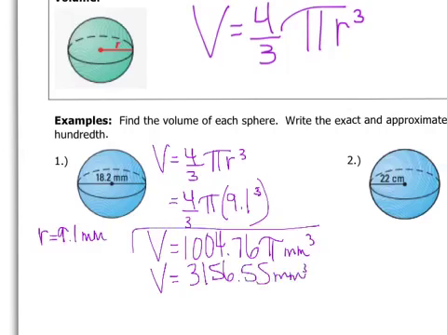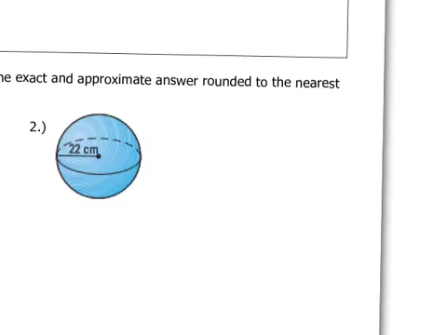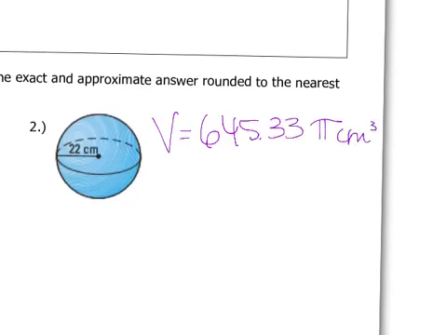All right, Colton, what did you get for your exact answer? I got 645.33 pi. Do we agree with that? We don't agree with that? Okay, Colton, try this again on your calculator for me. 22 to the third, hit enter. Oh, that's what I did wrong.